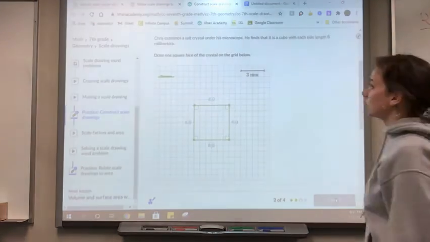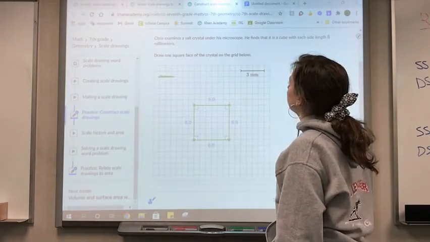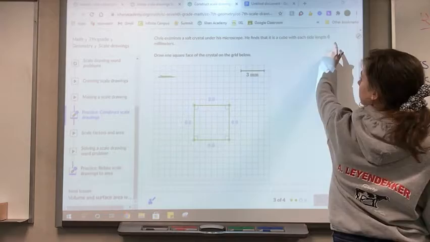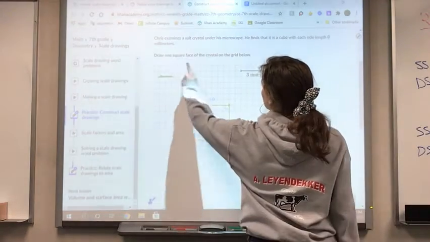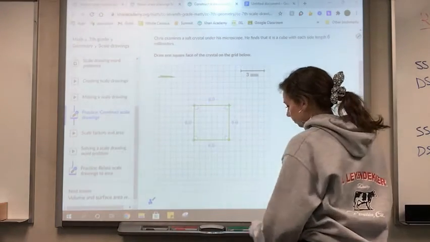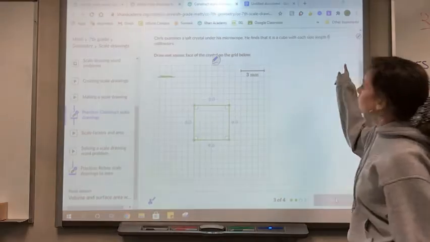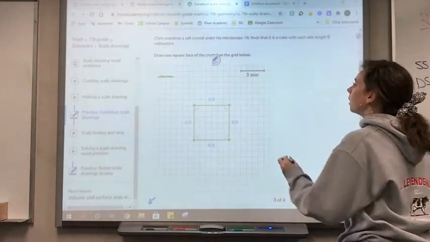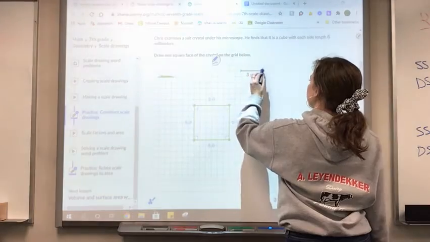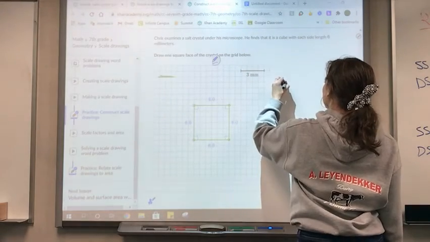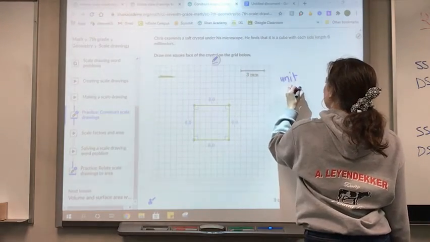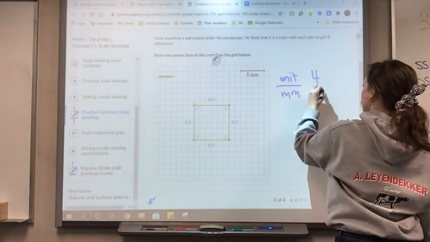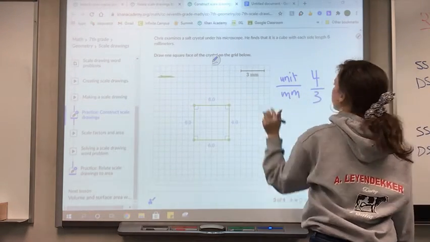Our last problem says, Chris examines a salt crystal under his microscope. He finds that it is a cube with each side length 6 millimeters. Draw one square face of the crystal on the grid. So this time it's a square, so we're only creating one proportion because all the sides will be the same length. So we can see that 1, 2, 3, 4 units. We'll do units over millimeters. So 4 units equals 3 millimeters.